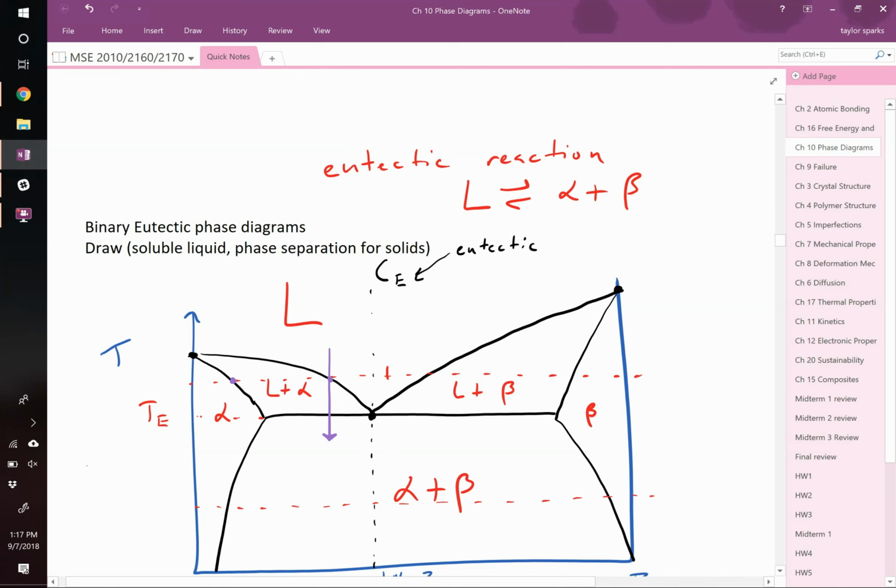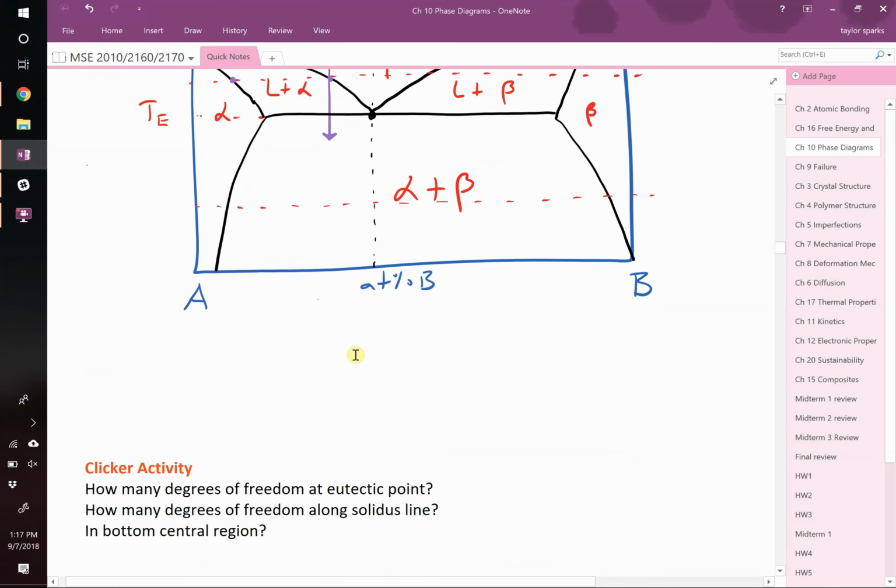You just draw a tie line to the side and find the two solidus and liquidus lines. But the second you cross over this border, all of your liquid that you had left over is going to turn into this two-phase mixture. So the way that we start sketching these things is like this, right?